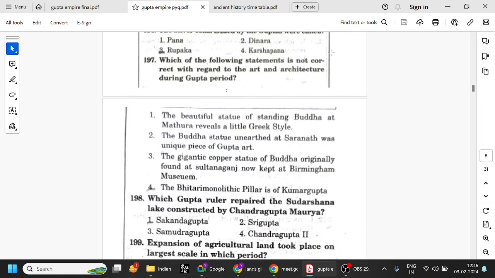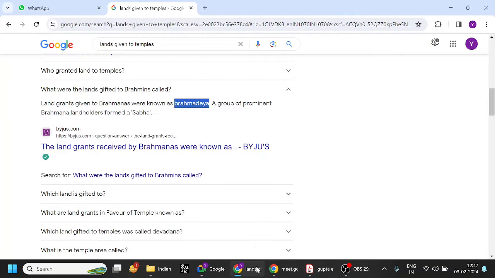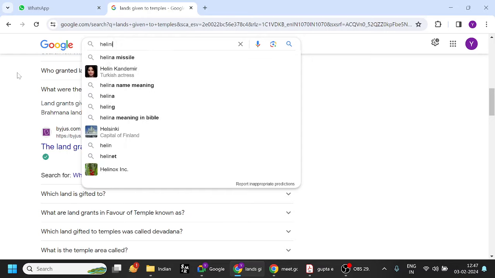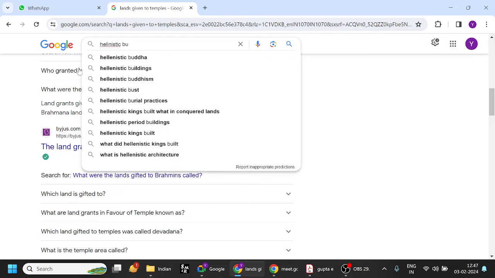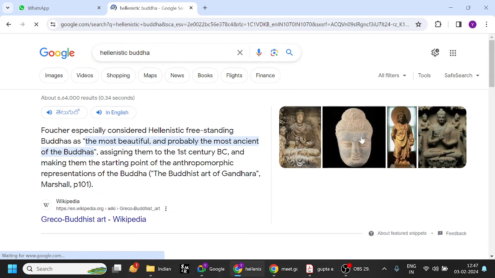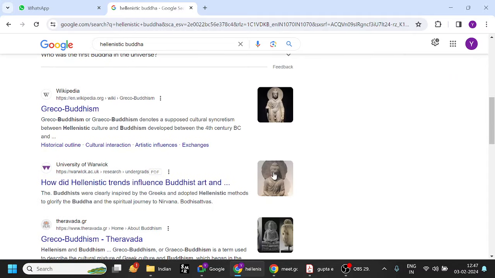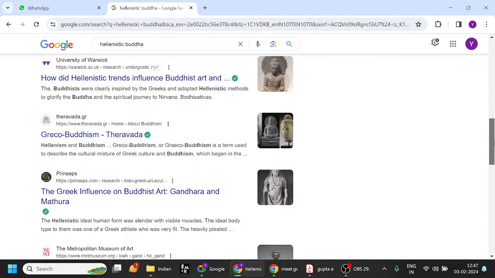So, which of the following statements is not correct with respect to Gupta art and architecture? Gupta art and architecture is a very standard question in the mains. So, you have to look at it later on. But we try to remember all these three. The beautiful statue of standing Buddha at Mathura reveals a little Greek style. We have seen this picture sometime back. So, Greek style means basically Buddha will have curling hair. That is called Indo-Hellenistic Buddha. So you will have this curly hair, etc. That is the Indo-Greek mix. This curling hair. Otherwise, you won't have that.